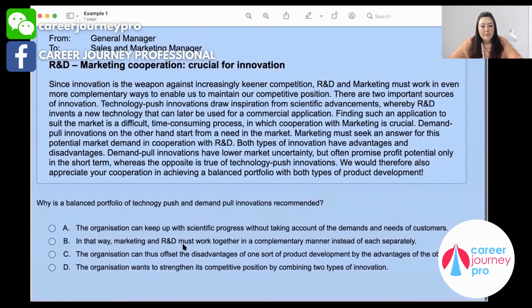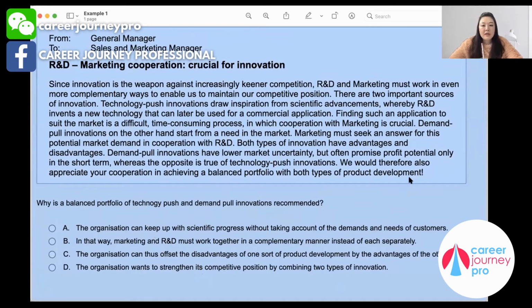Marketing and R&D must work together in a complementary manner instead of each separately. Now if you read very carefully, the original paragraph says even more complementary ways, meaning that it was already complementary, but now it needs to be even more. Whereas B says must work together in a complementary way. So it's slightly different. It's not completely wrong, but it's slightly different. So I put the question mark up there.